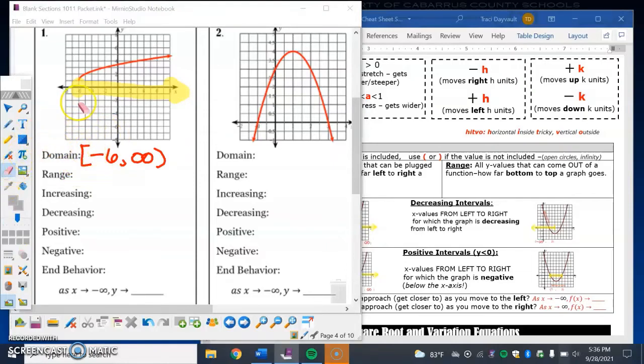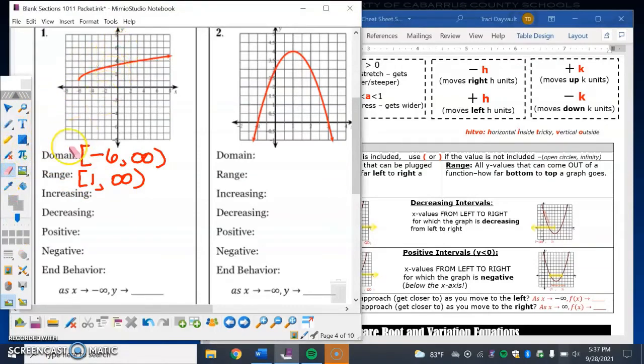The range talks about how low to how high it goes. So on the y-axis, what is the lowest and the highest that it goes? 1 is the lowest on the y-axis, and it keeps going up forever. So the range is going to be 1 is the lowest, it keeps going up forever, infinity is the highest.